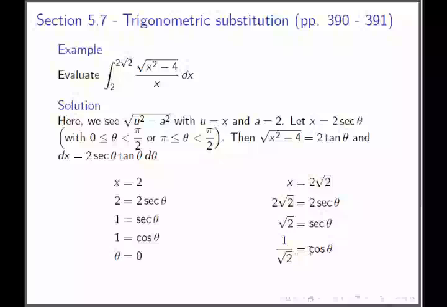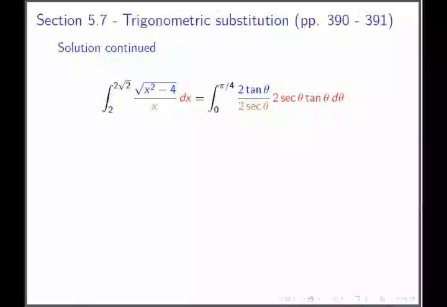That's the cosine of pi over 4, which does lie in this range again. So we conclude that theta is pi over 4. Okay, now we're ready to rewrite our integral. The square root expression we already found was 2 tan theta. dx we found was this, and then x was our original substitution, so that goes right there. Moreover, we changed the limits of integration to 0 to pi over 4.